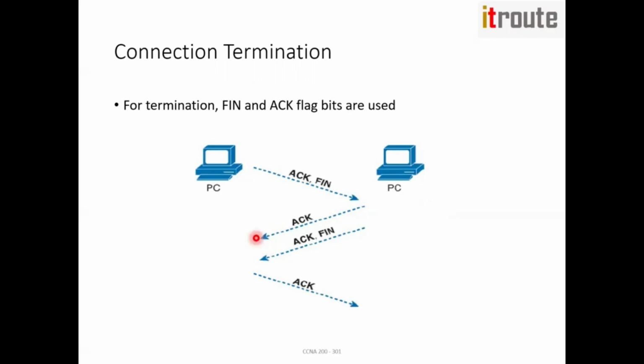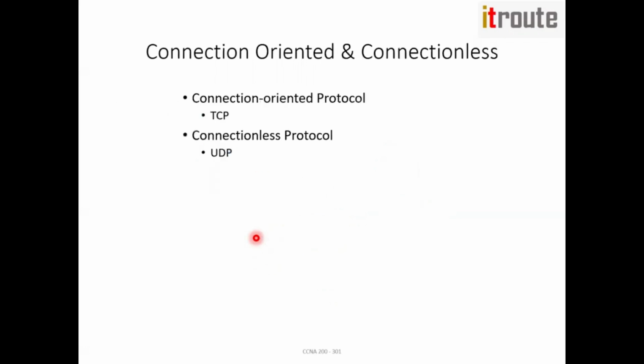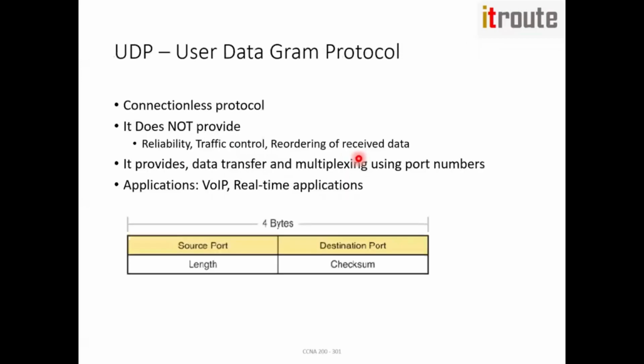So TCP established the connectivity. After that, it starts the communications, like sending or receiving data. And also TCP terminates the connectivity as well. So TCP we call a connection-oriented protocol, and UDP we call a connectionless protocol. Both of them are important in our network.